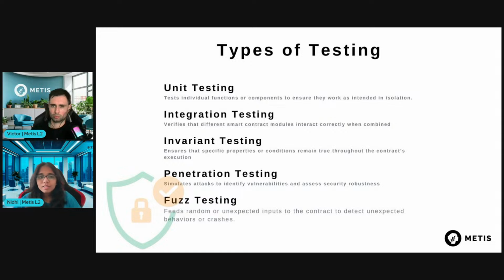And then there is invariant testing. This ensures that specific properties or conditions remain true, no matter how the contract is executed. For example, you might want to guarantee that a contract's balance never drops below zero. So no matter what input we give it, we want to make sure that the contract balance never goes below zero. That's just an example, but this is what we do in invariant testing.